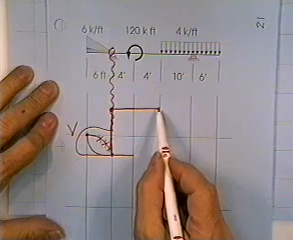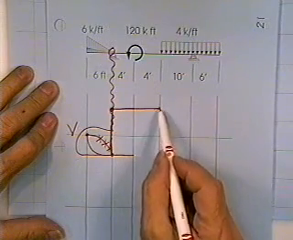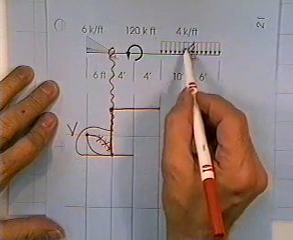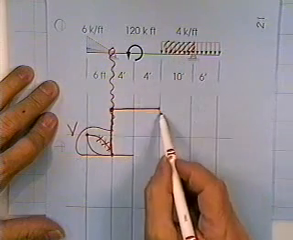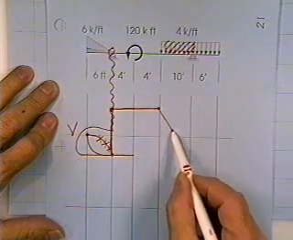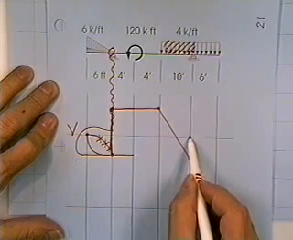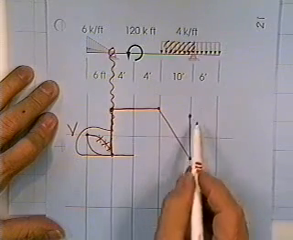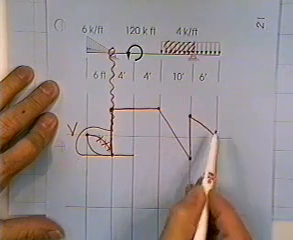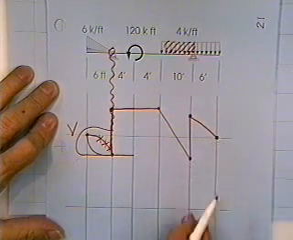Next, the block, 4 times 10, drives the curve down. Next, the reaction drives the curve up. And finally, it drives the curve back down to 0.